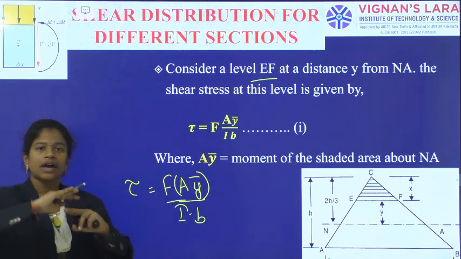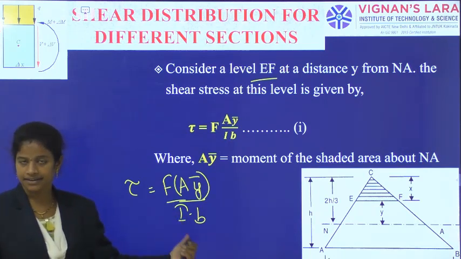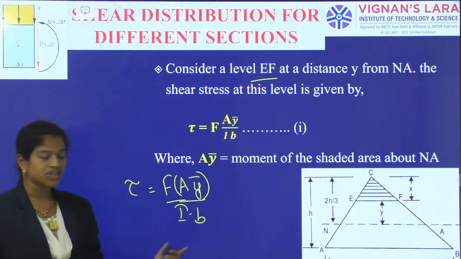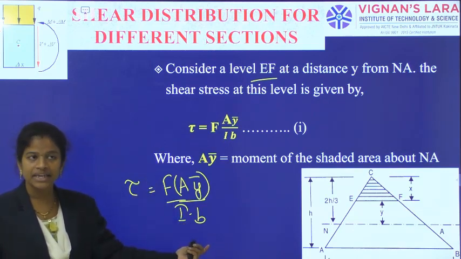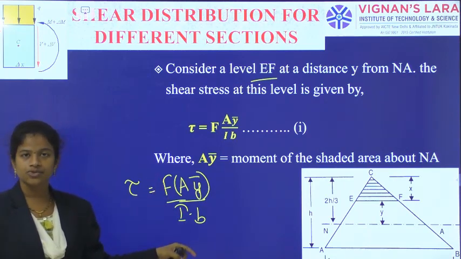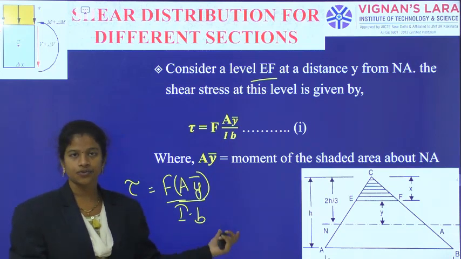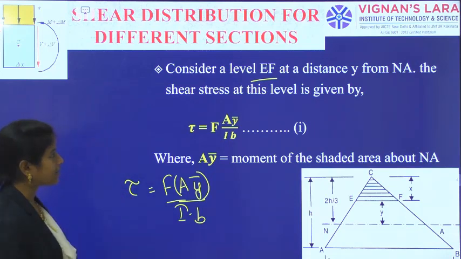So A into y bar is the area moment for the portion, as I am calculating shear stress at the level EF. So above the level EF, what is the area there? That area's moment about the neutral axis I have to calculate. And I is the moment of inertia of the whole section and B is the width of the beam at the level EF. Okay. So all these things you have to calculate. The first and main thing to be calculated is A into y bar. I am going into that part.